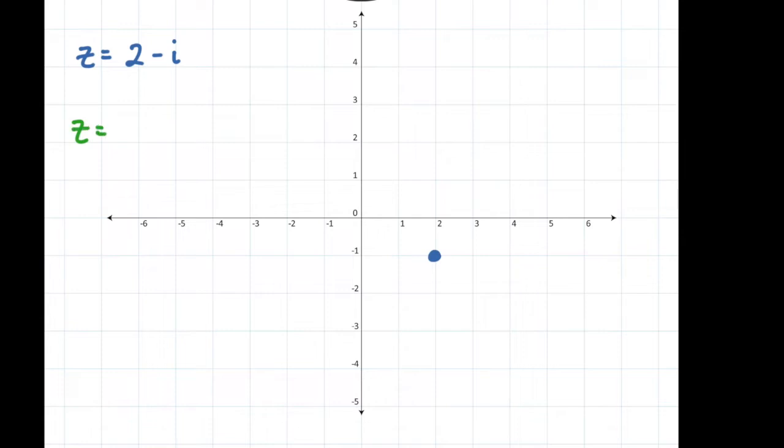What if I give you z equals 3i? Well, there is no real number, so that'll be 0. And my imaginary number is 3, so I'm going to go up 3. So there's my point. Let's try 3 plus 4i. That'll be 3 to the right and 4 up, which is right there.